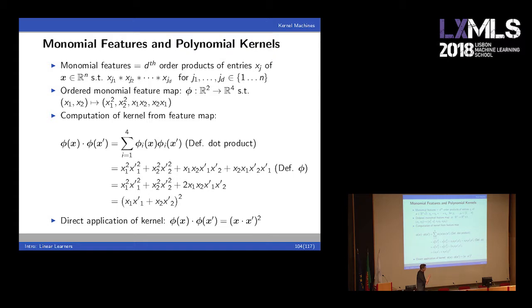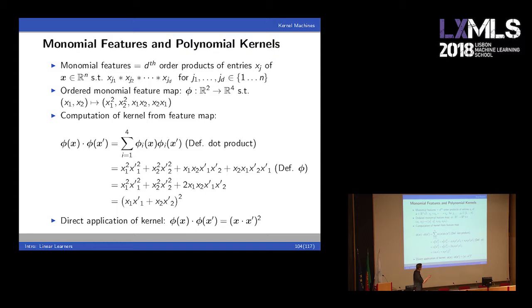Basically, what I want to show here is that it's easier to directly modify the kernel, so directly modify the dot product, by just taking the dot product squared instead of first expanding the feature vectors and then computing the dot product. The latter involves more computation. You just do the dot product and take the square of the result instead of unfolding the feature vector and then computing the dot product.